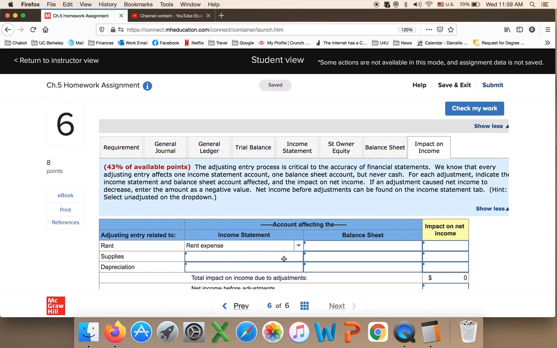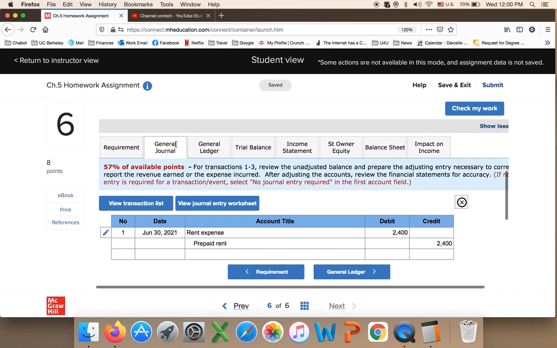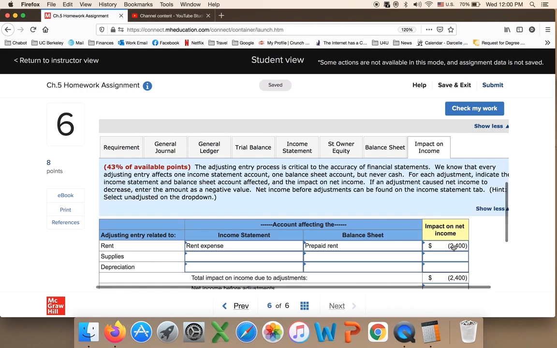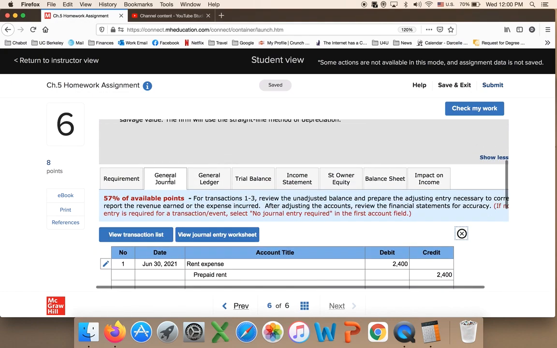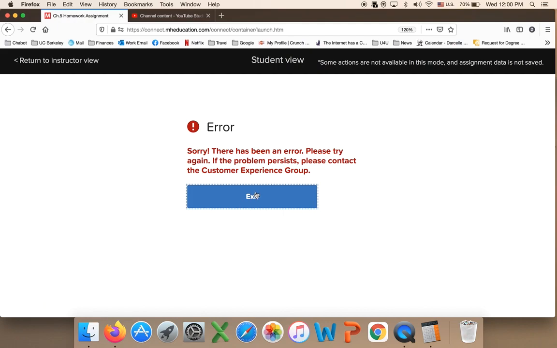It decreases income. Which part goes on the balance sheet? It's the asset, prepaid rent. And what's the impact on the income statement? It's decreased. Since we record an expense, I put negative 2,400, which makes it parentheses. So this general journal amount decreases net income. Okay, and so you complete the same for other transactions.